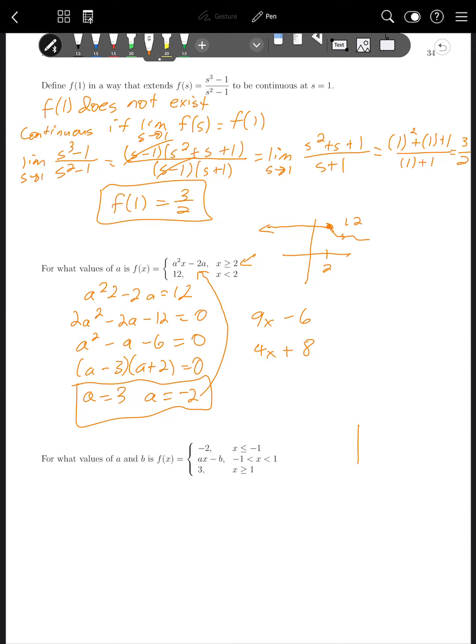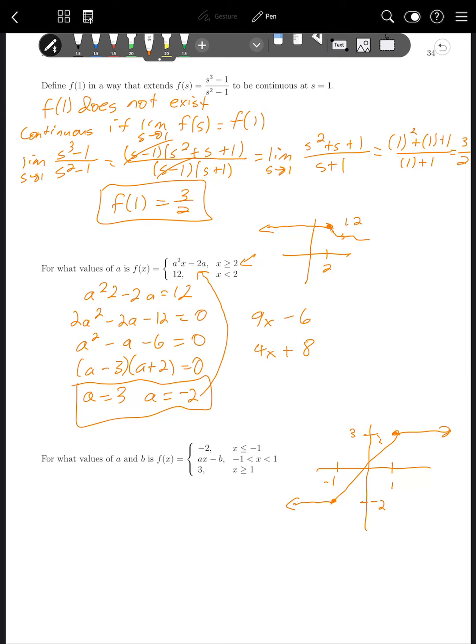Similar idea here, except in this case I've got 2 parts. Over here at negative 1, I get this function. I get a line. Whoops, sorry, I didn't graph that right. So at negative 1, we get negative 2, and then at positive 1, we're getting 3. And so what we need to do is figure out what line connects those so that this whole function is continuous.